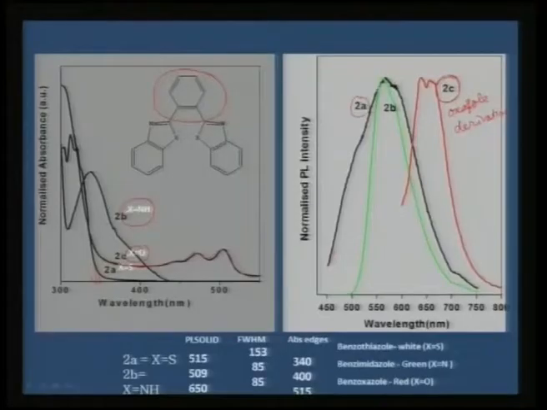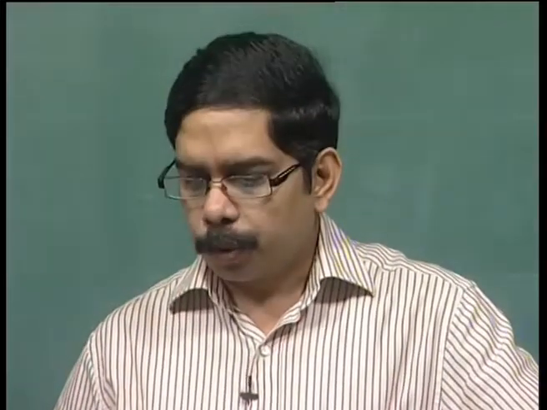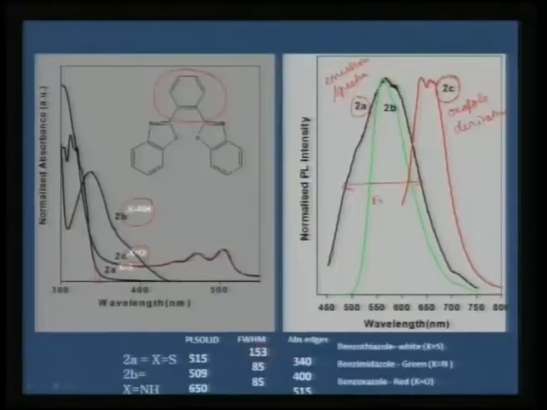Nevertheless, you can see here the emission spectra of 2A molecule again shows a full width at half maxima which is 153 nanometer, which means even the 2A molecule, that is the thiazole molecule, shows a white light emission, with full width at half maxima greater than 150 nanometer.